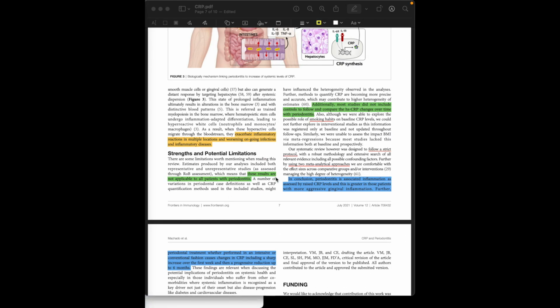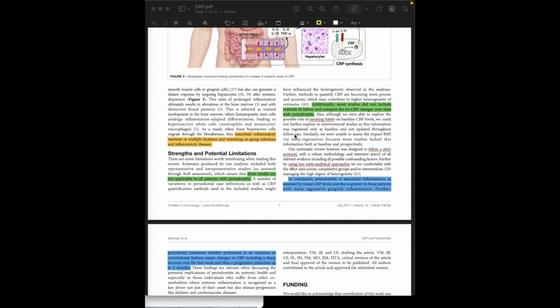One being the results are not applicable to all patients with periodontitis. I thought that was just a given. I mean, we all know that we can't just do a one shoe fits all kind of thing. So it's always going to be a case by case, but this is going to be kind of just a general rule of thumb that periodontitis does increase CRP levels.